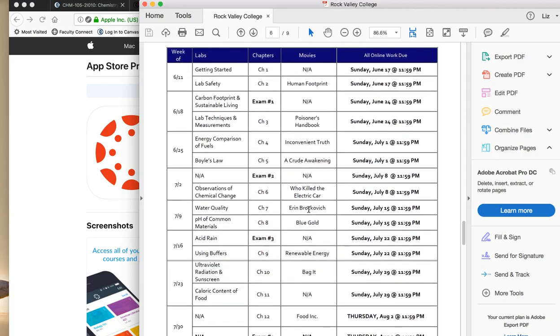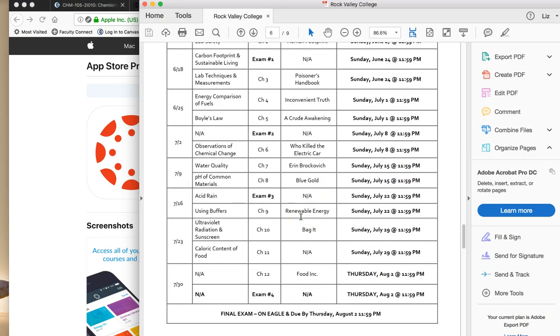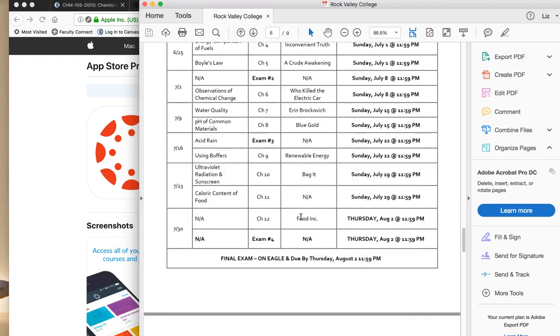Remember, this is normally a class that is 16 weeks in length, and you're taking it in the summer in 8 weeks, so all that material is still the same. We just have to cover it in 8 weeks. So it's going to be a fast-paced, crazy summer.